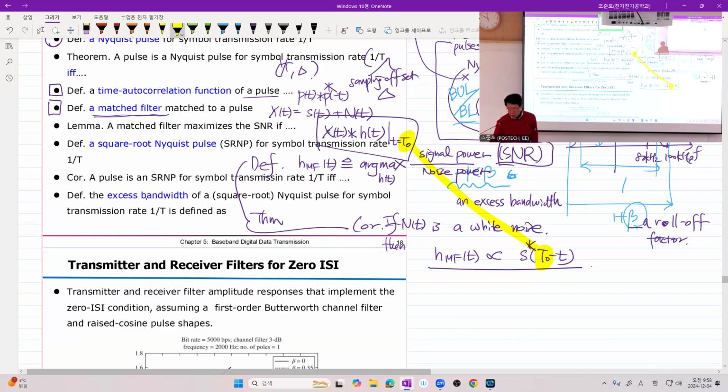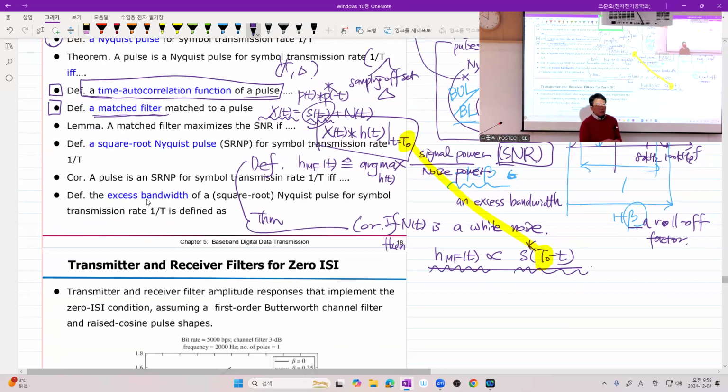So now, what do you see? If you convolve this signal with a matched filter, then you convolve S of T and its time reversed complex conjugate. So your output involves the time autocorrelation function over S of T. That's why I'm talking about the time autocorrelation function over pulse. Got it? Now, why is this matched filter important in our discussion on Nyquist Pulse?